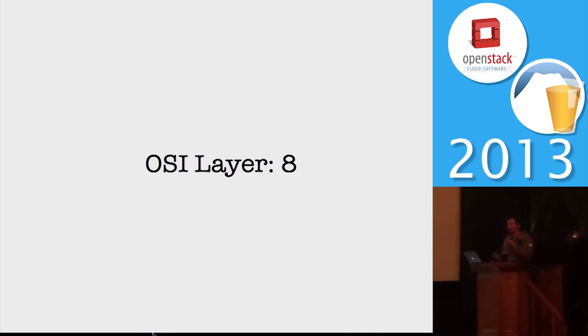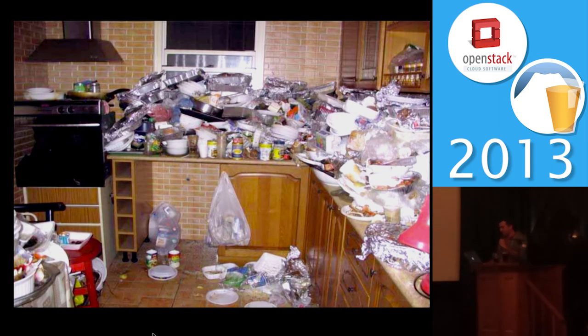Lastly, we have one of my favorite pain points, which is OSI level 8, layer 8. I don't know if you've all heard of this one. It's called tenants, or people. It's a pretty difficult layer to live with. I feel like my clouds would be a lot cleaner if I didn't have anybody on them. Right now they look like that.